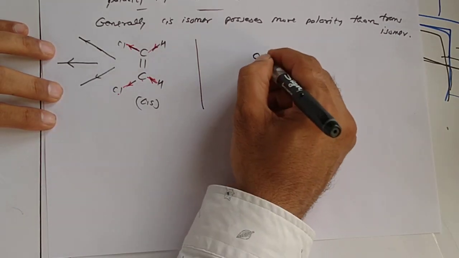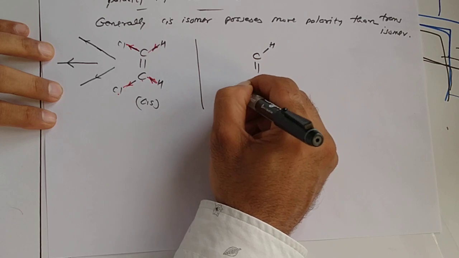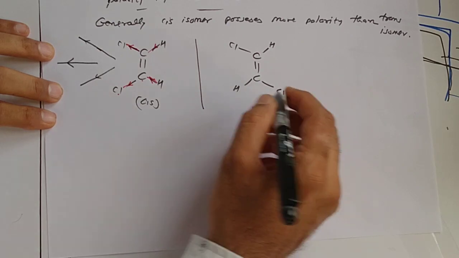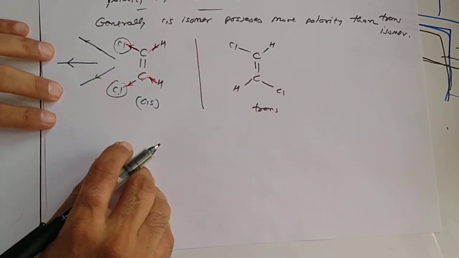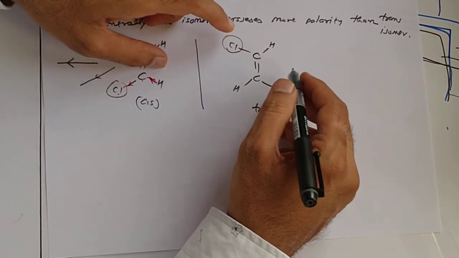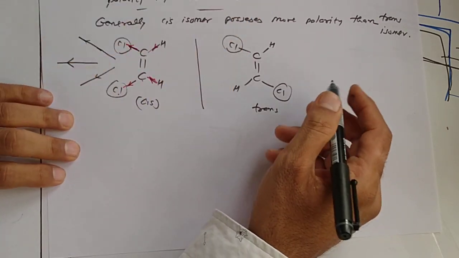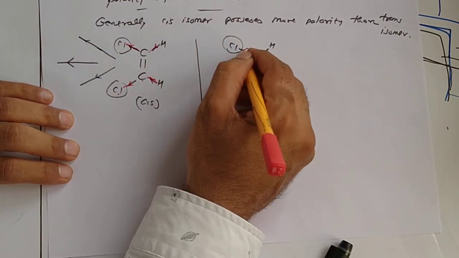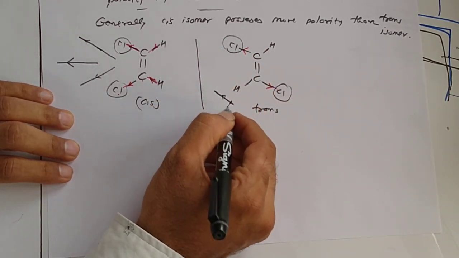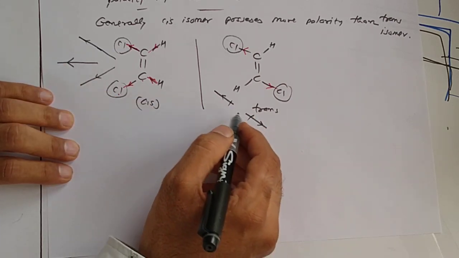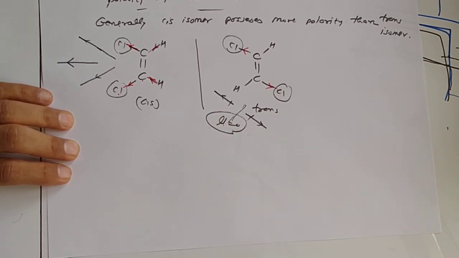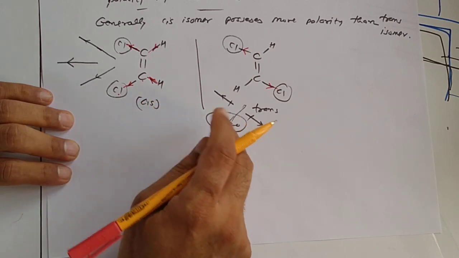But in the case of trans, similar groups are lying in opposite directions. So this one is the trans isomer. Similar groups lying on the same side of the double bond, so cis. Similar groups on opposite sides of the double bond, so trans. Here polarity is toward carbon to chlorine. So you can see the directions of both vectors are opposite to each other, so the dipole moment here is 0. Yes, so cis is more polar.